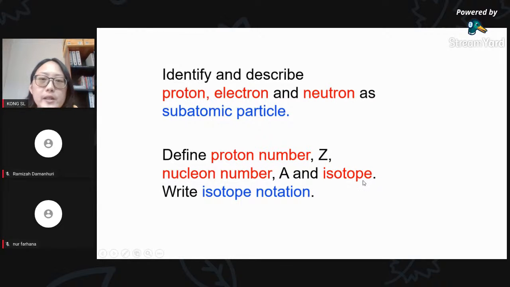Even though during the final exam they may ask what is the definition of proton number, nucleon number, isotope, they would change the question. You have to understand what proton number, nucleon number, and isotope are in order to answer the question. For example, write the isotope notation. If you don't know what proton number and nucleon number are, how are you going to write the isotope notation? Am I right? So let's check with this question.